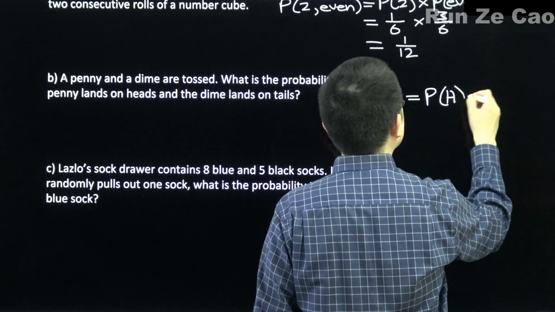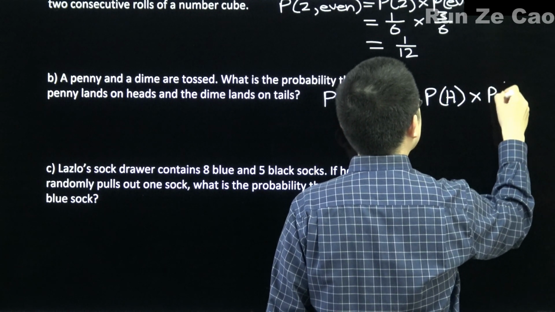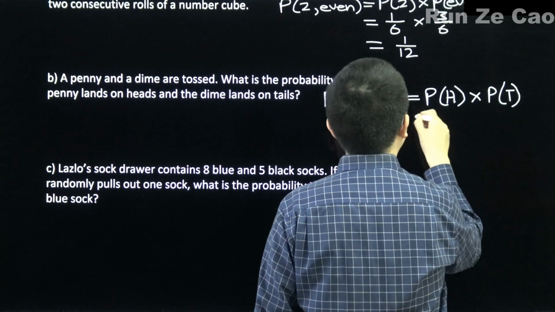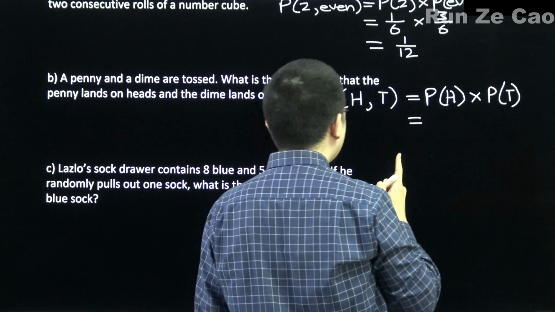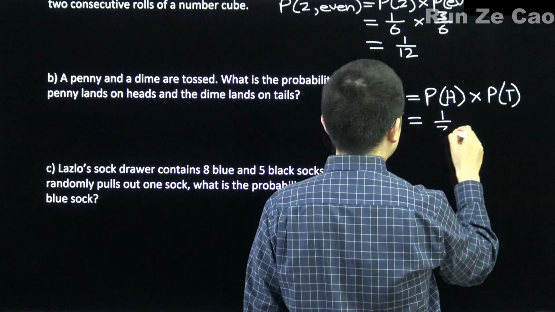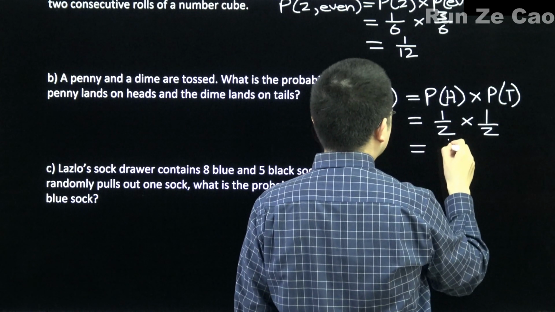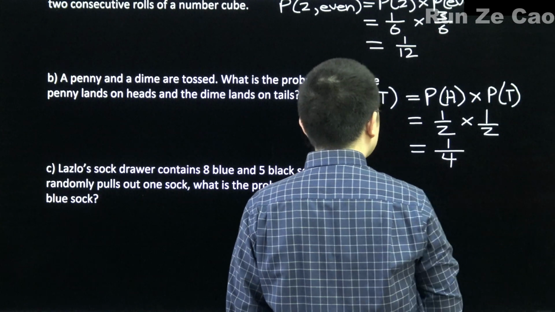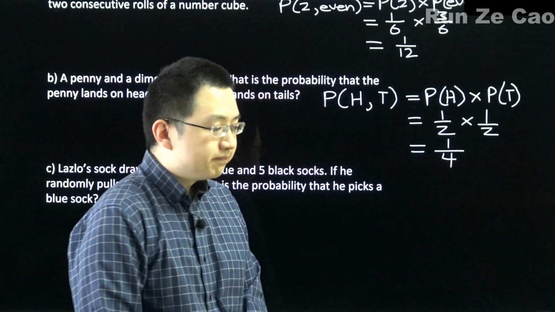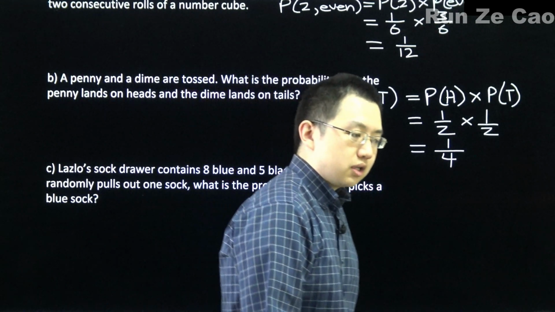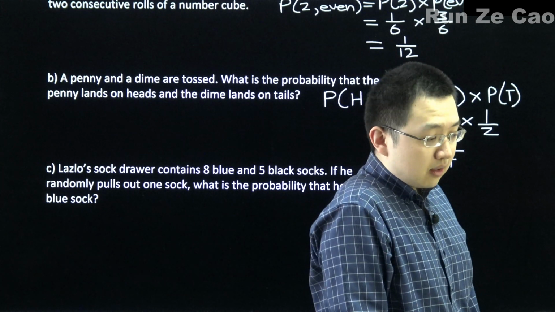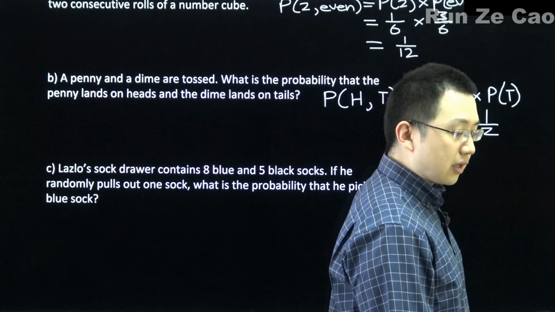PH times PT. Now we know coins are not perfectly symmetrical. In reality, this is not actually 1/2, but in theory it is. Okay, 1/2 times 1/2. For mathematical purposes, we generally assume, yeah, these coins are fair. So it's 1/4. The chance that the penny lands on heads and the dime lands on tails, because they are independent events.